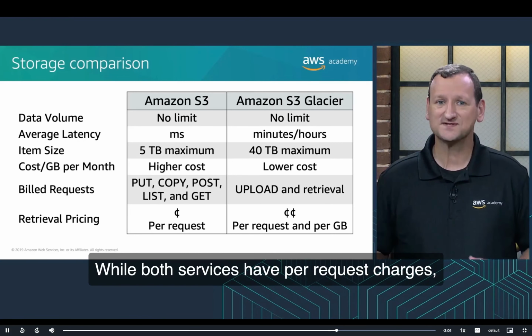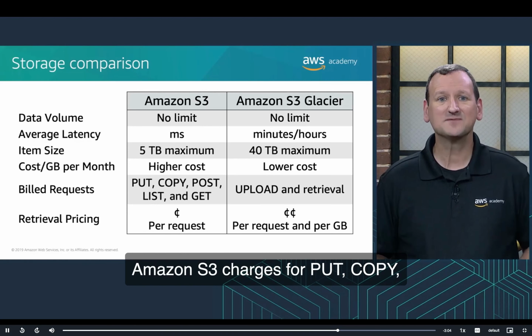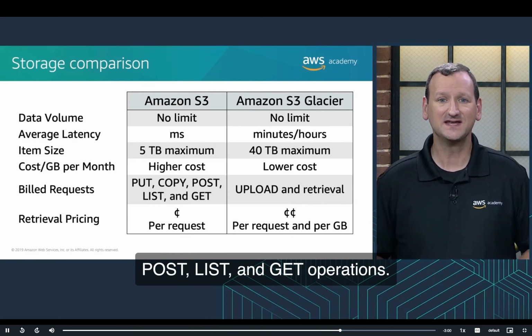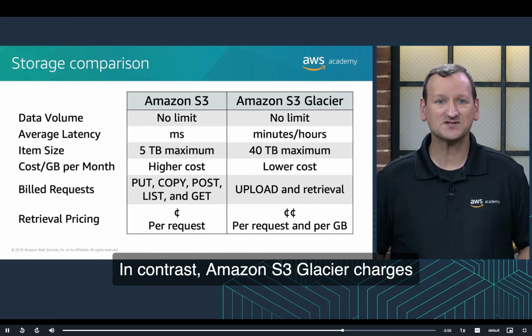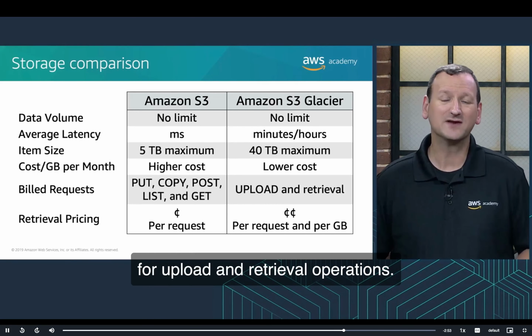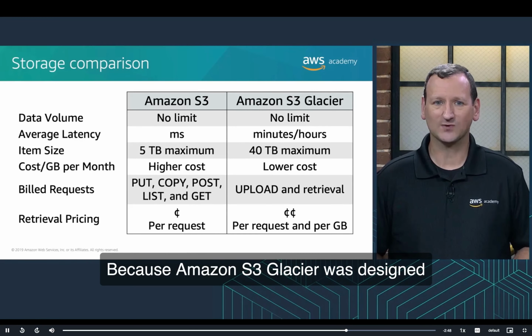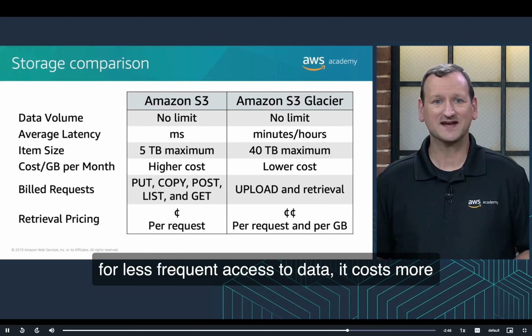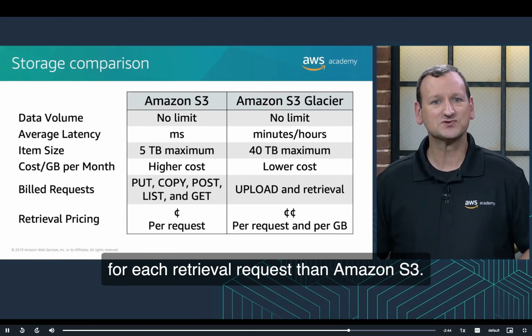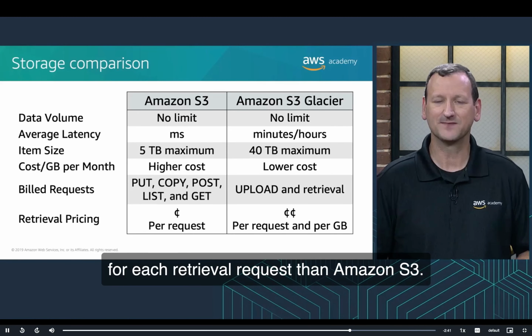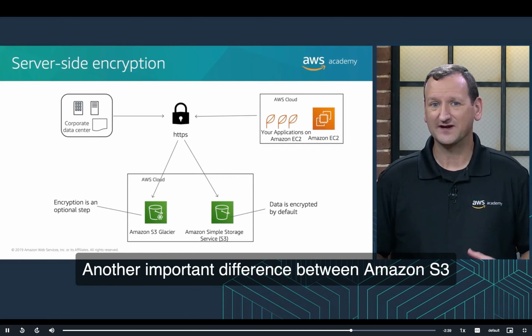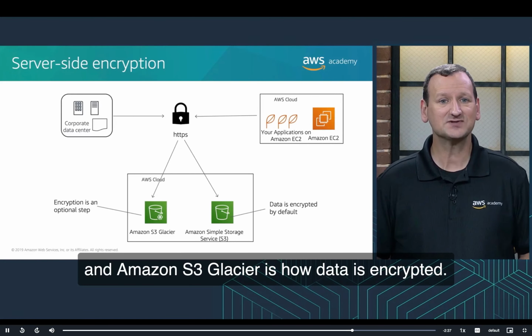While both services have per-request charges, Amazon S3 charges for put, copy, post, list, and get operations. In contrast, Amazon S3 Glacier charges for upload and retrieval operations. Because Amazon S3 Glacier was designed for less frequent access to data, it costs more for each retrieval request than Amazon S3. Another important difference between Amazon S3 and Amazon S3 Glacier is how data is encrypted.